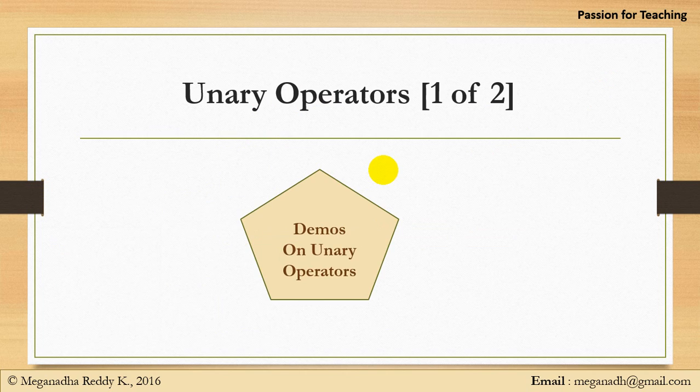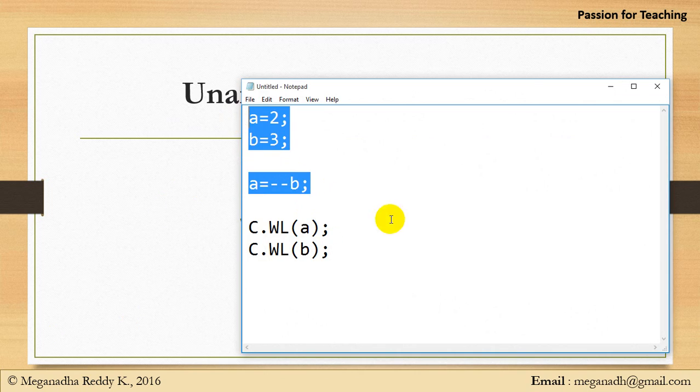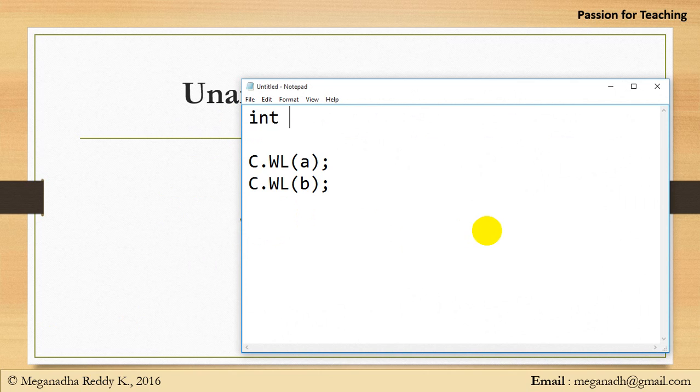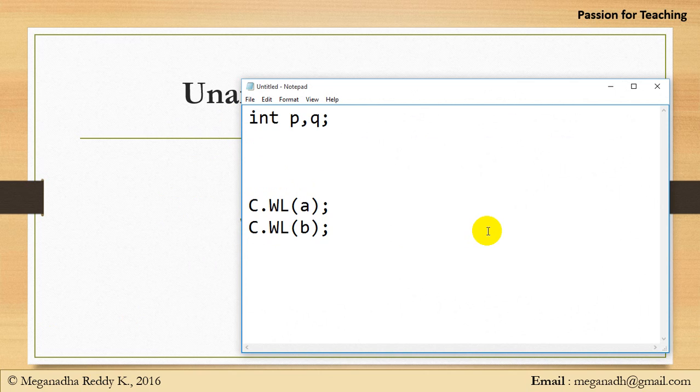Let's see some demos now. One more example I'm going to show you on unary operators to make things very clear for you. I'm going to open Notepad one more time, and let's analyze this. int p, q; p is equal to 6, q is equal to p++. Now I'm going to put P here, and Q here. This operator is called post increment.